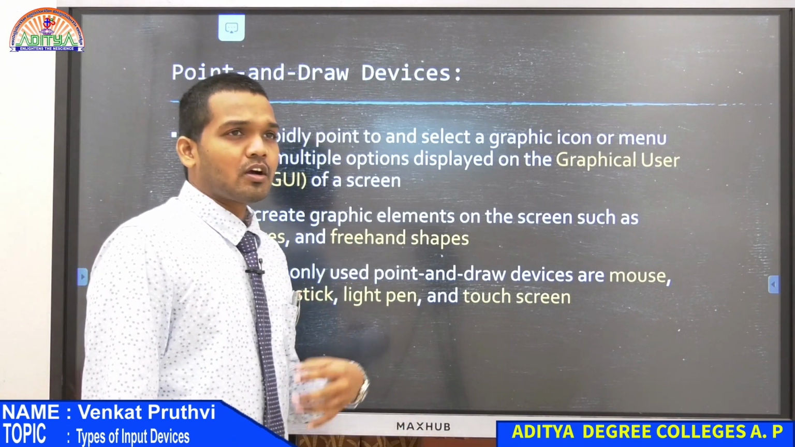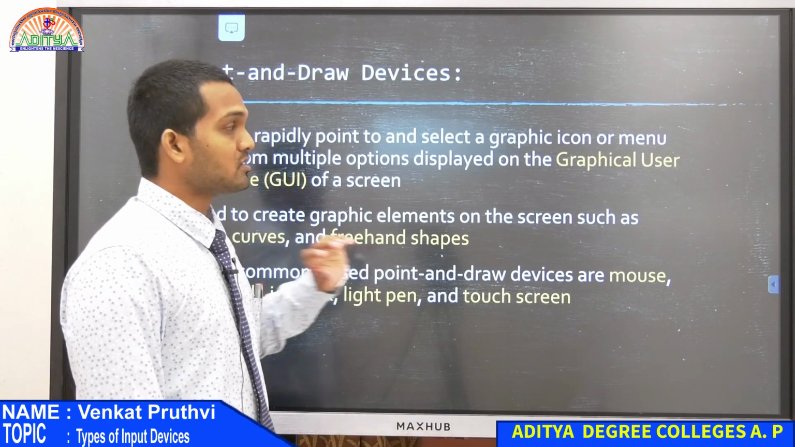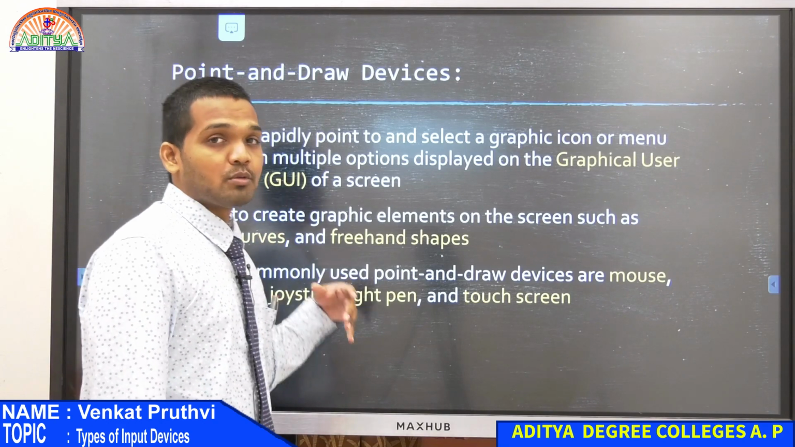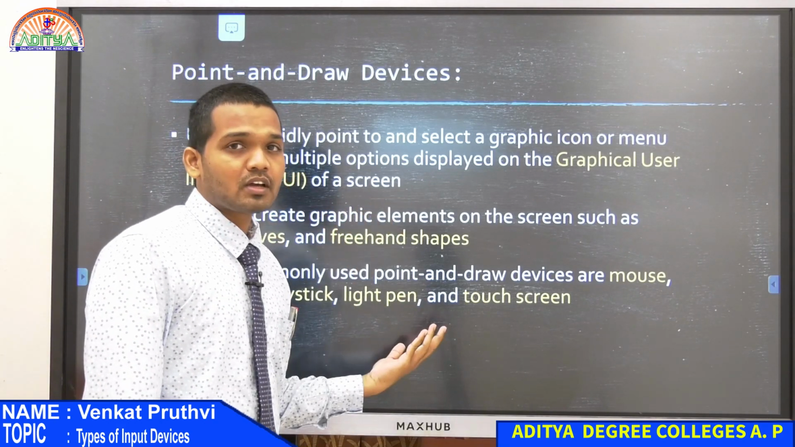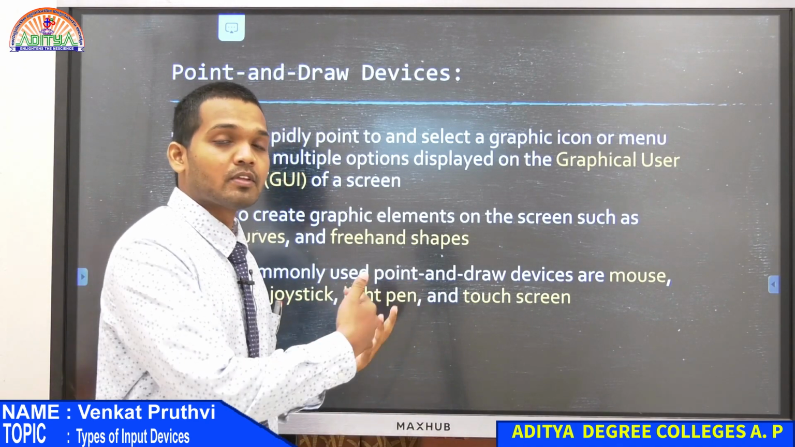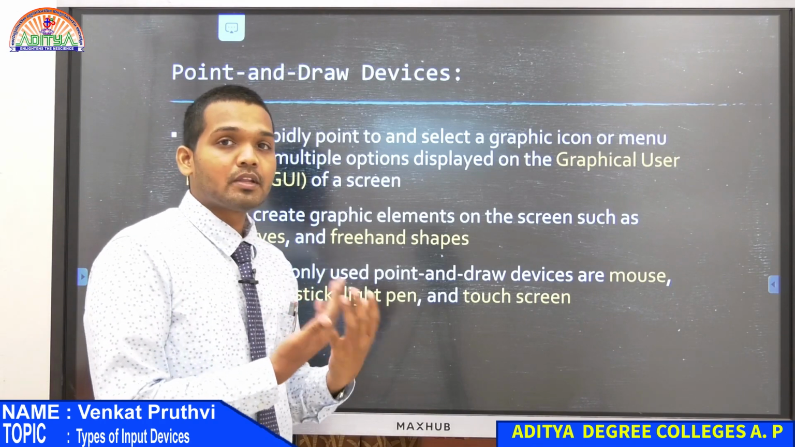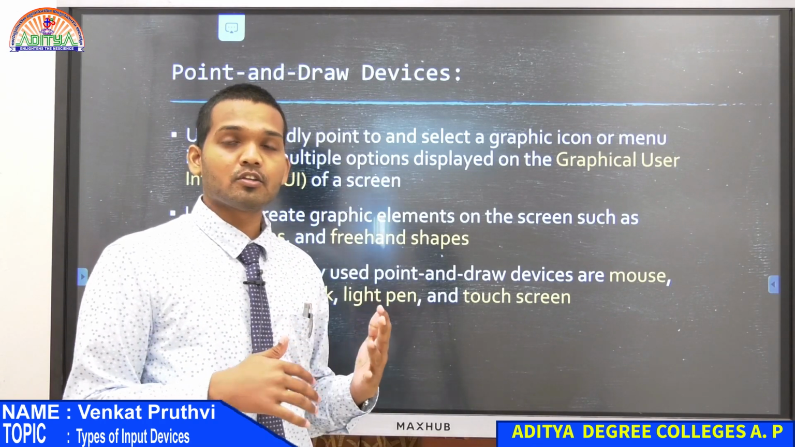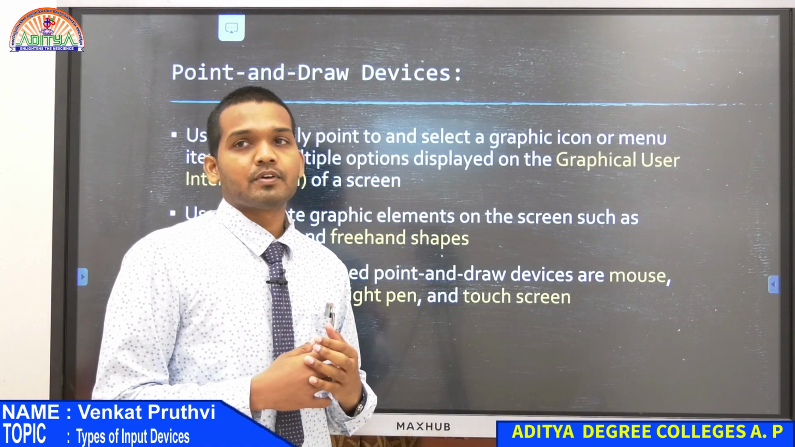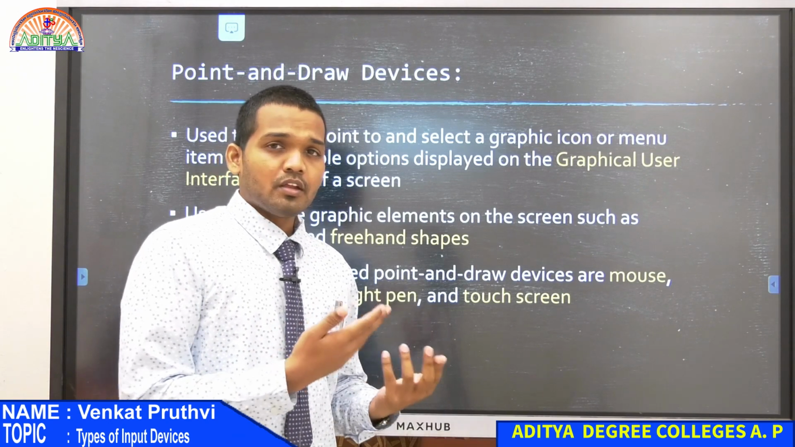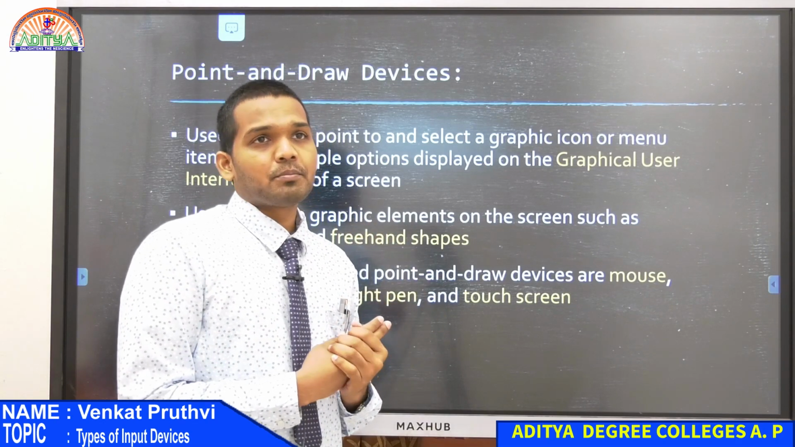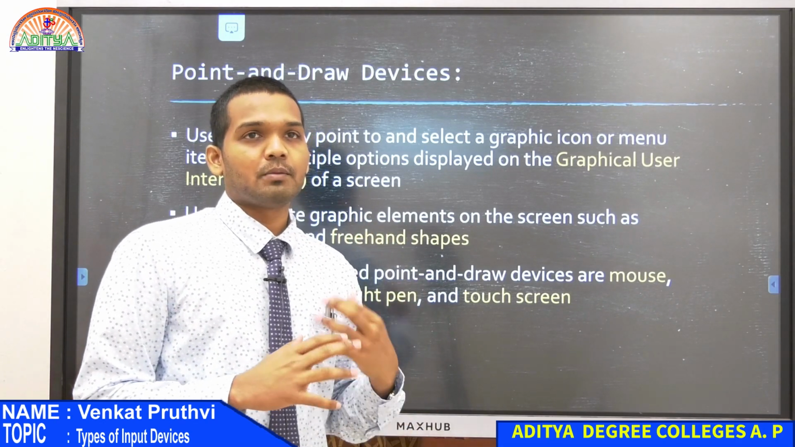So before we talk about point and draw devices, you need to understand clearly about the graphical user interface, GUI. Yesterday I was telling you the importance of GUI. If you don't have a graphical user interface, there is no need for any of such devices, because with the help of a keyboard you will be able to operate the computer and perform all the tasks related to it. But for a diverse range of users to use the computer, the kinds of computers we had previously wouldn't be applicable to everyone.